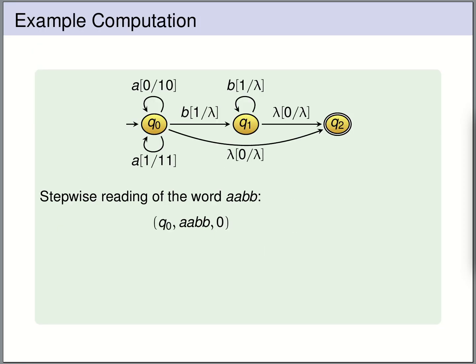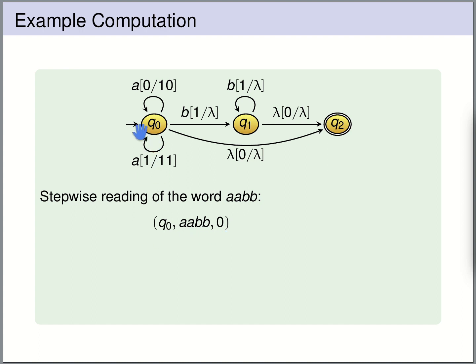Now let's have a look at this automaton in action. We now start this automaton on the following configuration. So that's a starting configuration with our starting state. The input is AABB and the initial stack content is just the stack starting symbol 0. Now what's the first step that the automaton does?